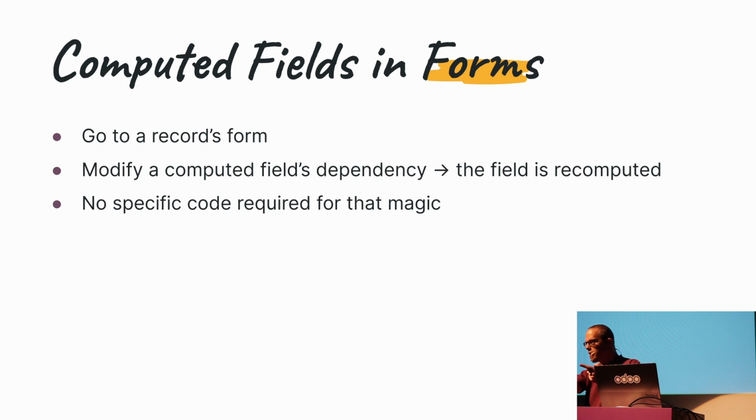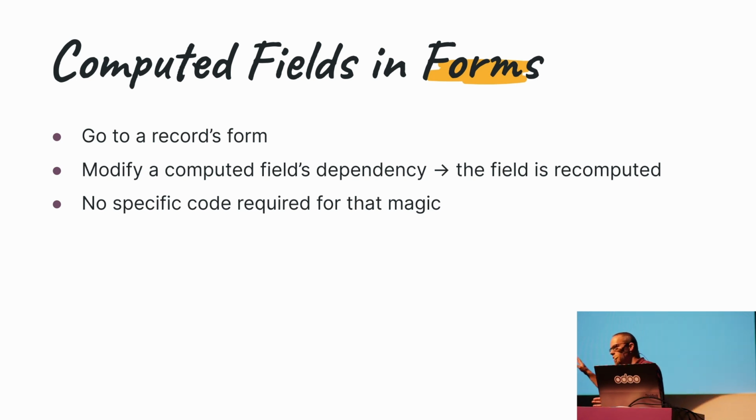And it automatically makes a callback to the server to get the recomputation done with the data that's in the form. So you could somehow preview the value of the computed field before you actually save and commit your changes for that record. And again, the developer doesn't have to do anything for that to work. It's automatic. It's all done for you.